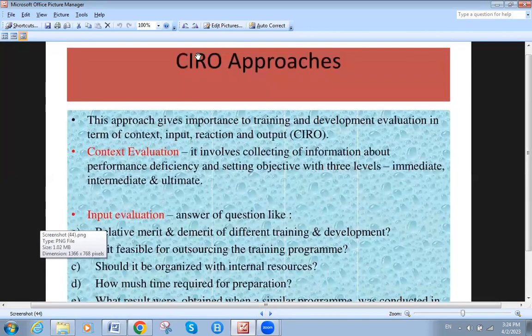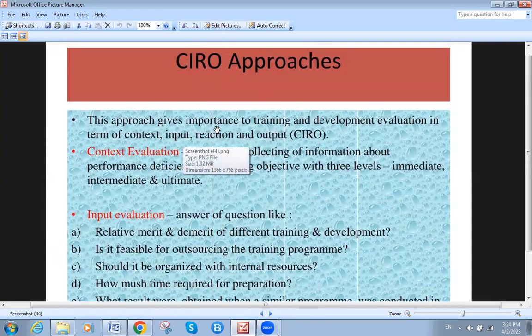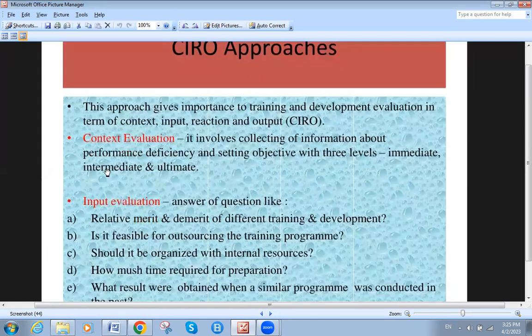The second kind is CIRO, the CIRO approach. This approach gives importance to the context, which is C, I for the inputs, then R for the reaction, and O for the outputs of the approach. It involves collecting information about performance deficiencies and setting objectives at three levels: immediate, intermediate, and ultimate.